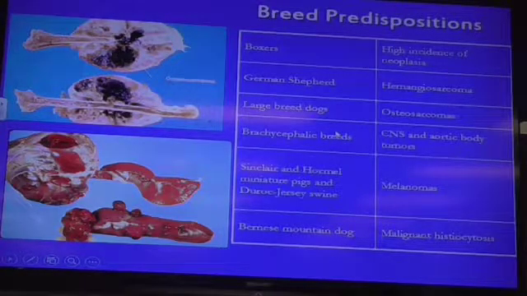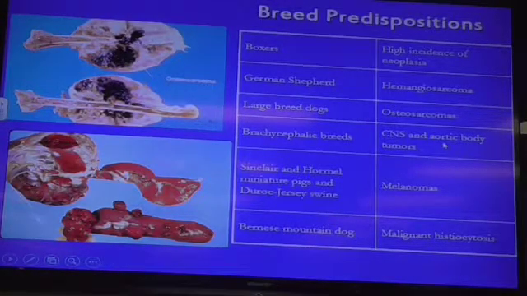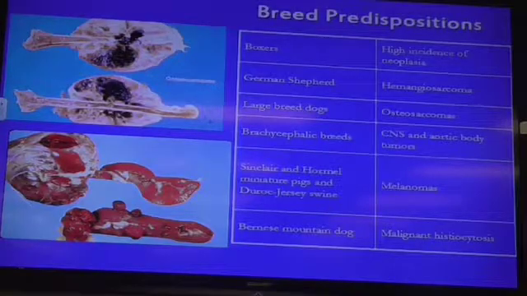Brachycephalic breeds, fish-faced dogs, are most predisposed to develop CNS tumors and aortic body tumors. Y'all know what aortic body tumor is? It's in the aorta. So you have baroreceptors in the aorta near the base of the heart, and the aortic body tumor is also called hemodectoma. Okay, so that's what it is. Everybody got that? Hemodectoma, aortic body tumor, base of the heart.